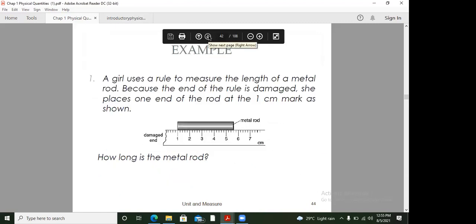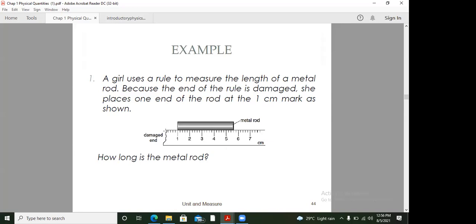Let's move forward. Now look here, you are going to measure the length of the metal rod. Can you measure the length and give me the answer quickly? Give me your answer in the comment box. A girl uses a rule to measure the length of a metal rod. Because the end of the rule is damaged, she placed one end of the rod at the 1 centimeter mark as shown. How long is the metal rod?